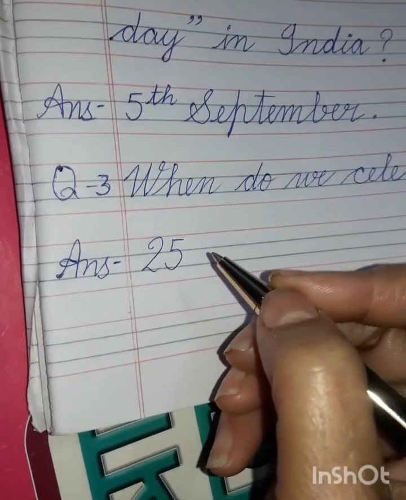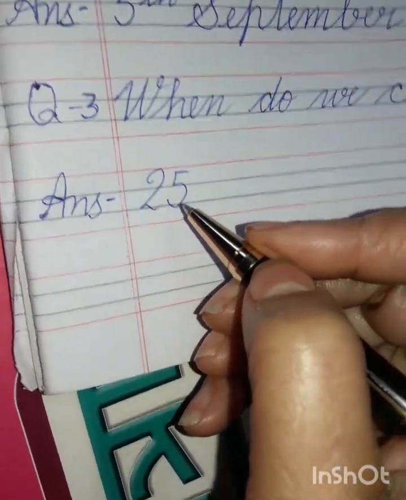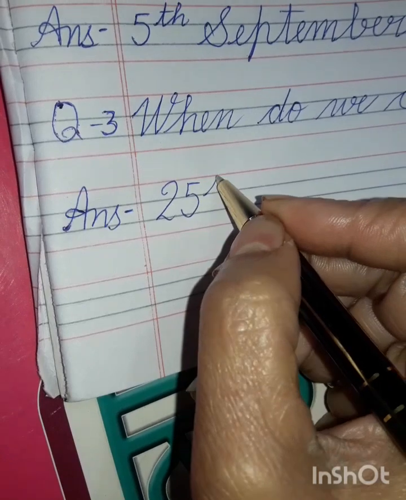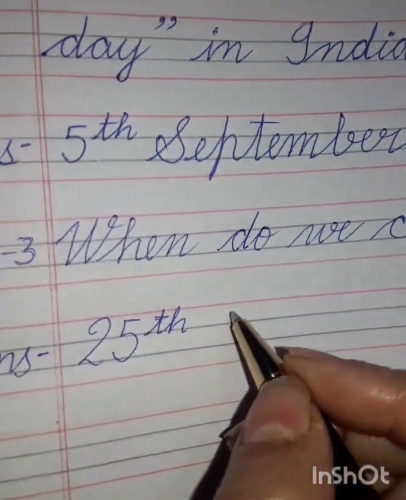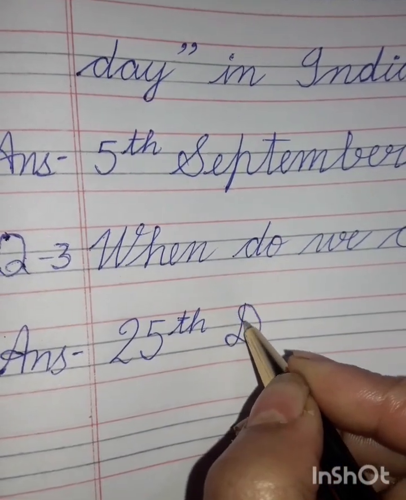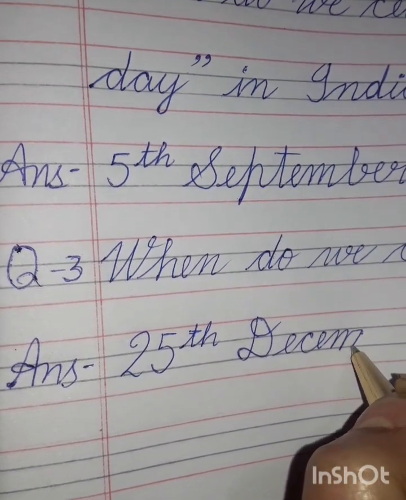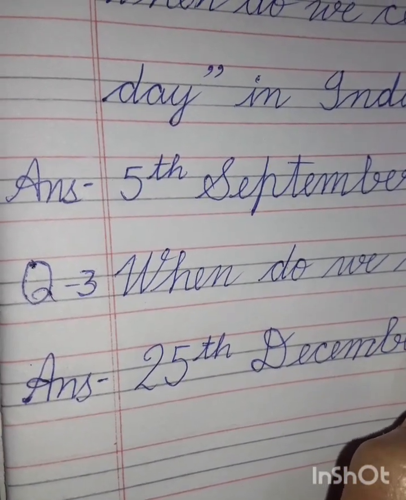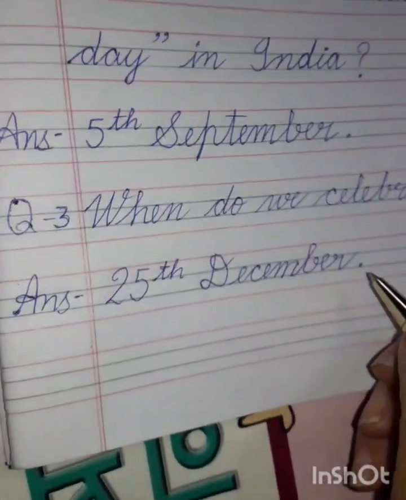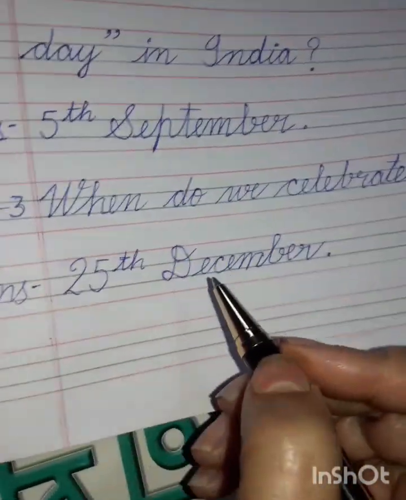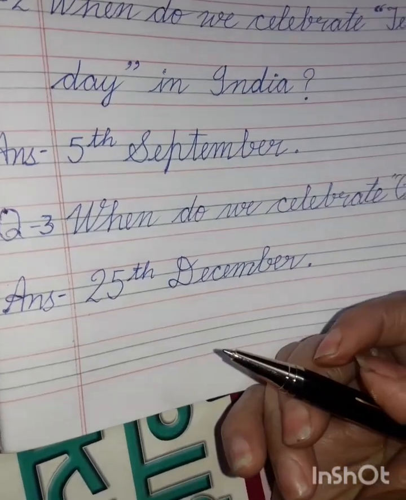We always celebrate Christmas on 25th of December. So we will write here like this, 25 and TH, 25th December, D-E-C-E-M-B-E-R, December. This is the answer to question number 3. When do we celebrate Christmas? The answer is on 25th December.